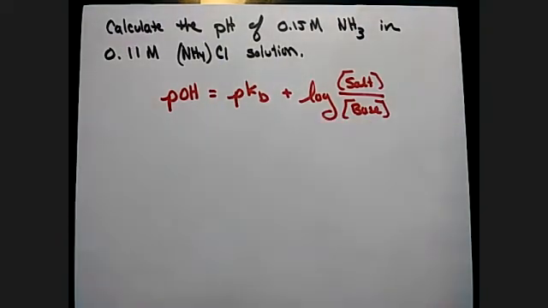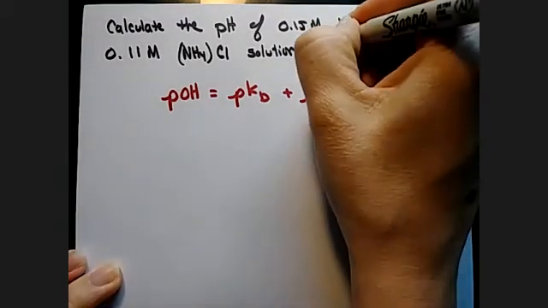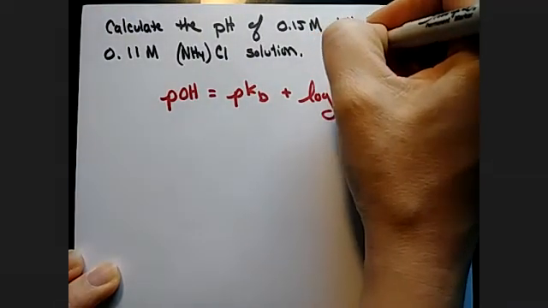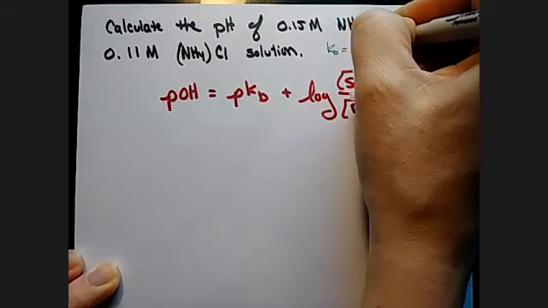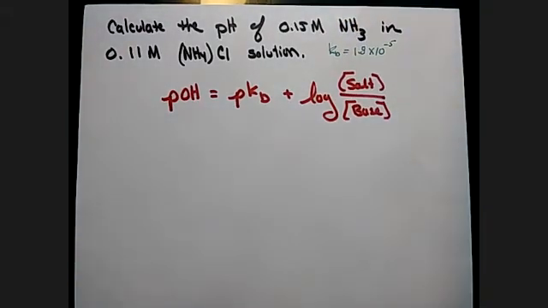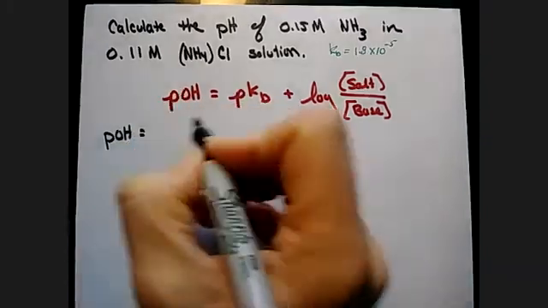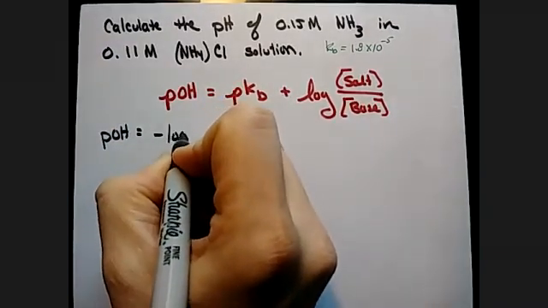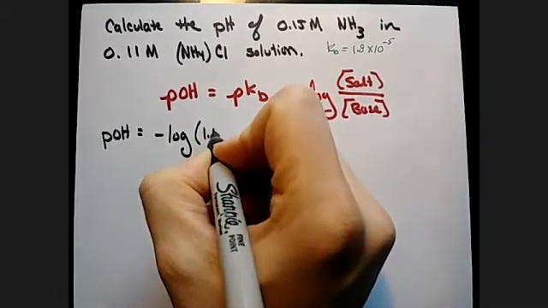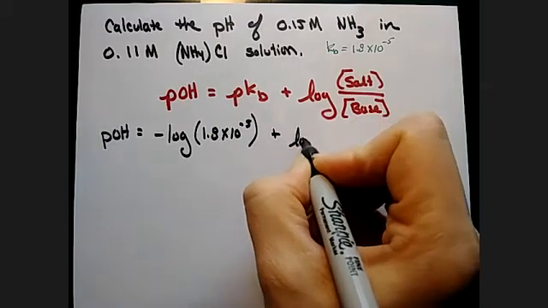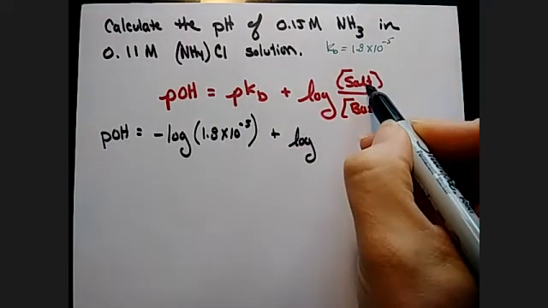So let's start plugging and chugging here. The other piece of information that you may need to know for this problem is that the Kb of this lovely base is 1.8 times 10 to the negative fifth. So we'll have to use that as we're going forward with this problem. Now, pOH is of course what we're trying to solve for. pKb is the negative log of the Kb. That's 1.8 times 10 to the negative fifth, plus the log, our salt concentration.